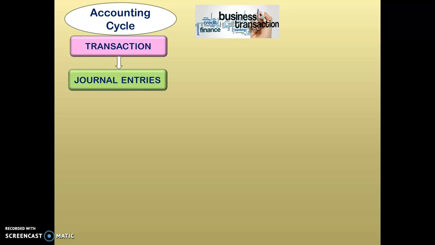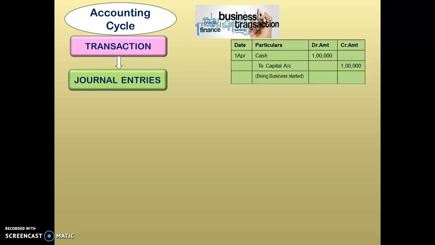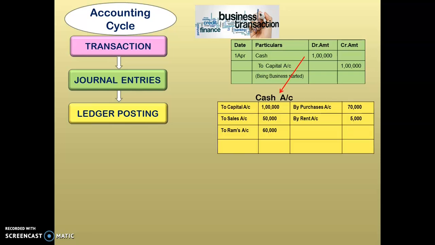We have learned this in our 3rd chapter, journal, where we passed journal entries for the transactions which were given. Then the next step, these journal entries were posted in the ledger accounts. We have learned this in our 4th chapter, ledger, where the journal entries are posted to the respective ledger accounts. So this is how the journal entry wherein cash account was debited was written on the debit side of cash account.